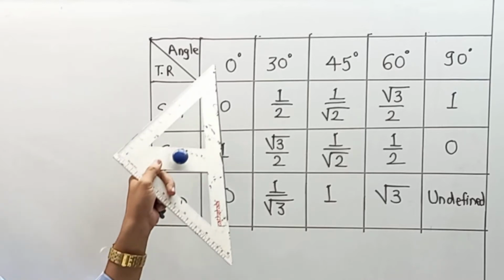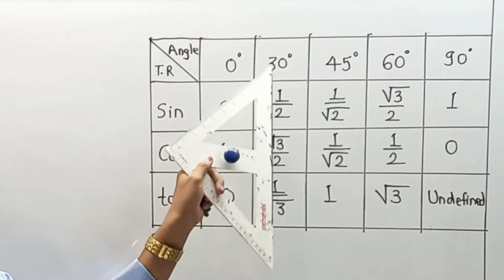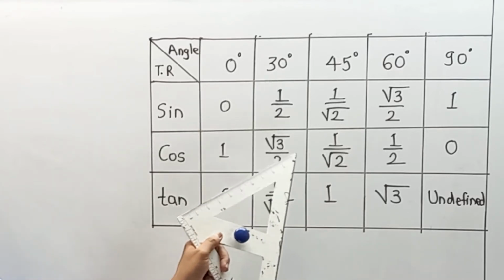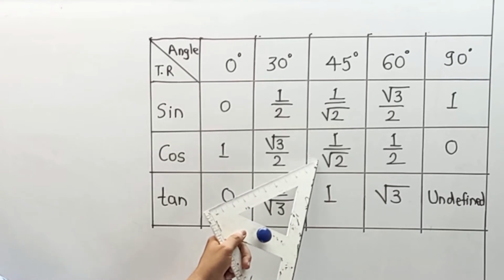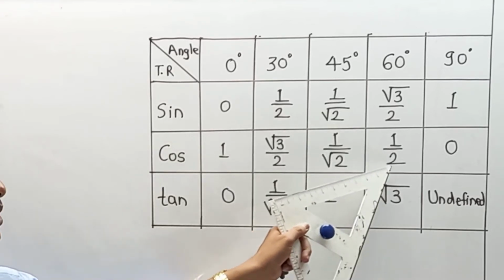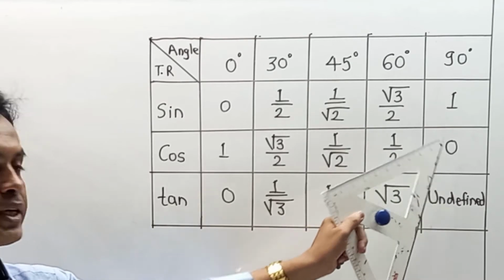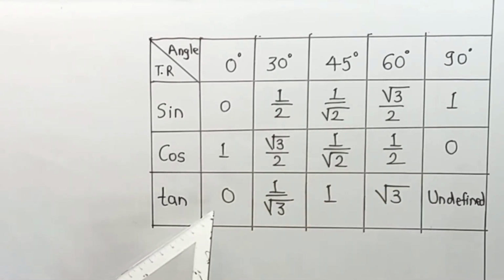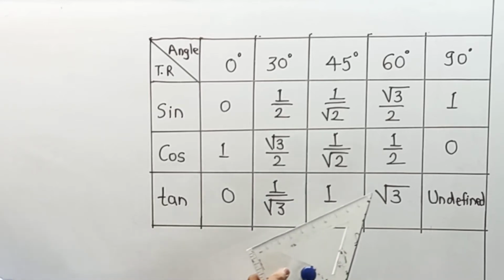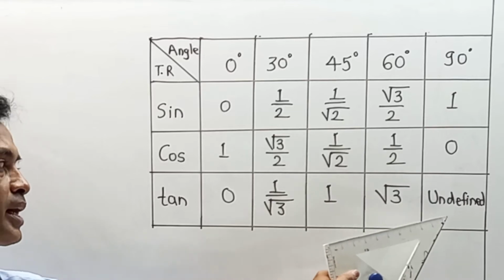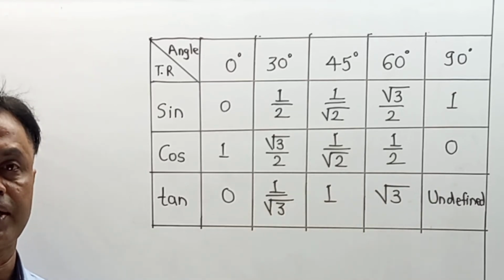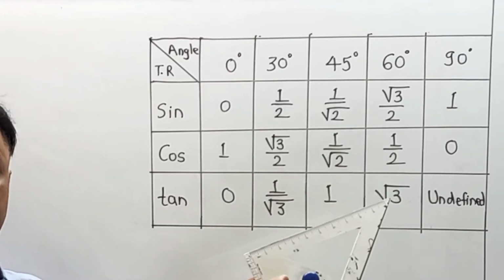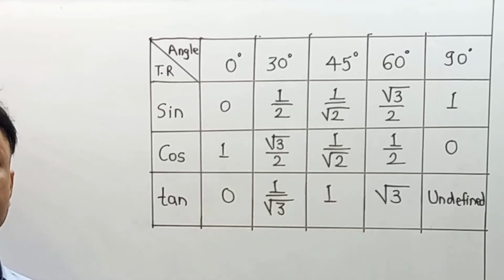Next, for cosine, cos 0 is 1, cos 30 is root 3 by 2, cos 45 is 1 upon root 2, cos 60 is 1 by 2 and cos 90 is 0. For tan, tan 0 degree is 0, tan 30 is 1 upon root 3, tan 45 is 1, tan 60 is root 3 and tan 90 is not defined. According to this table, we are going to solve the calculation part of question number 2.